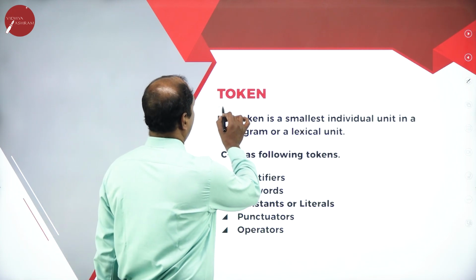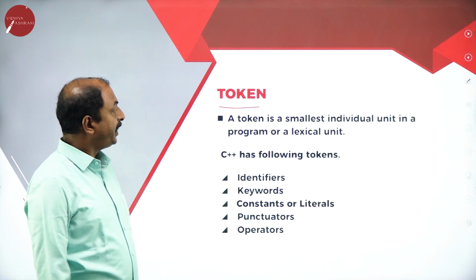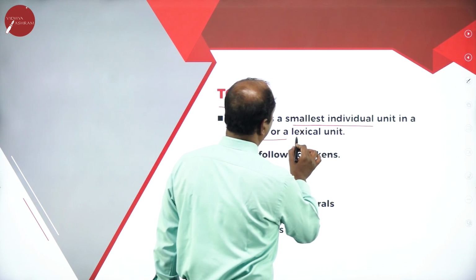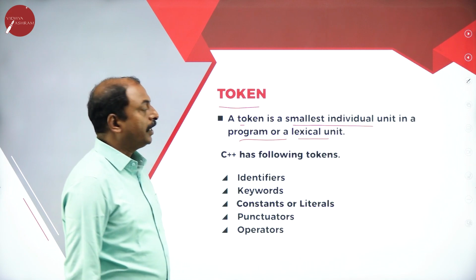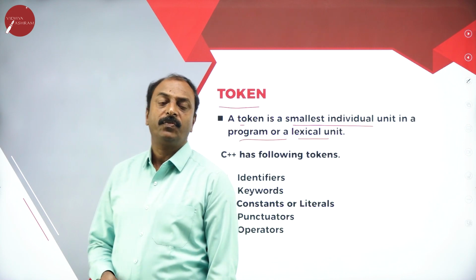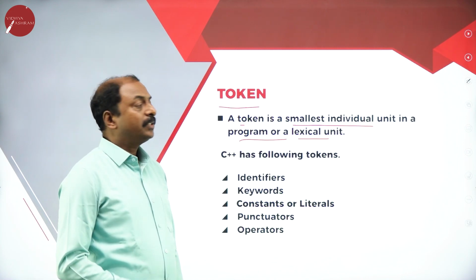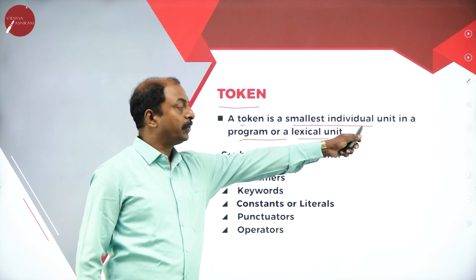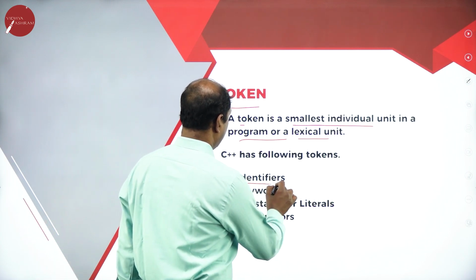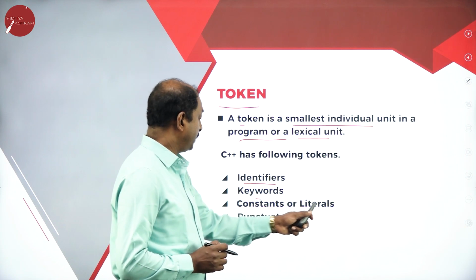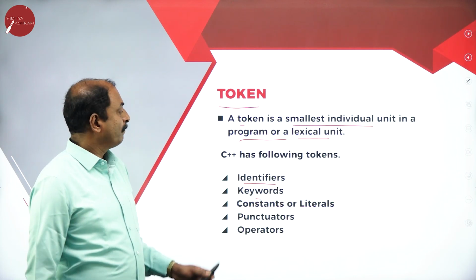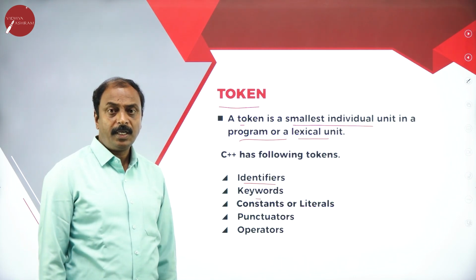This is token. What are tokens? A token is the smallest individual unit in a program, or lexical unit. A C++ program consists of many different parts, different functions, and different tokens. Tokens are nothing but the smallest individual units in a program, and they are identifiers, keywords, constants or literals, punctuators, and operators.